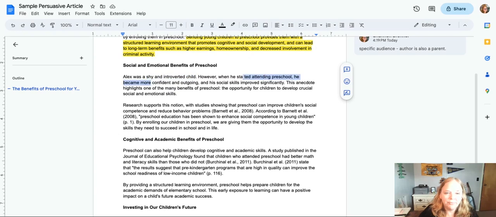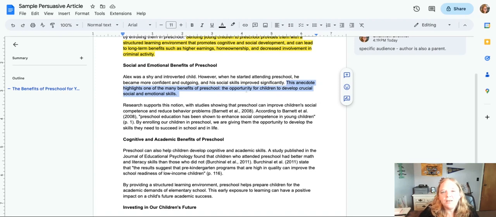And then again, show me how he became more confident and outgoing. He suddenly started to have a big smile on his face every morning before school, or he asked to have a play date with a friend that he met at school or something, right? Show me how his behavior changes. And that again is really going to help appeal to my emotion as a parent. You can say this highlights one of the many benefits of preschool.